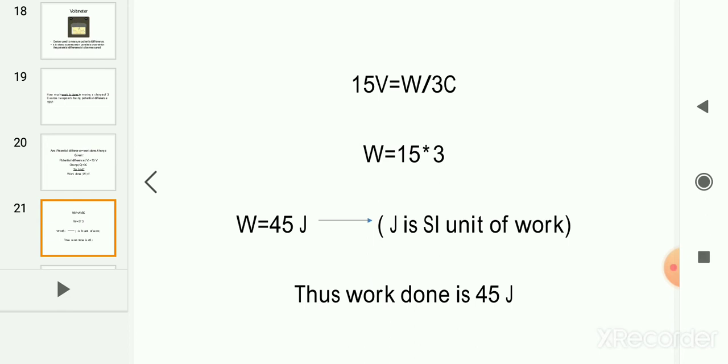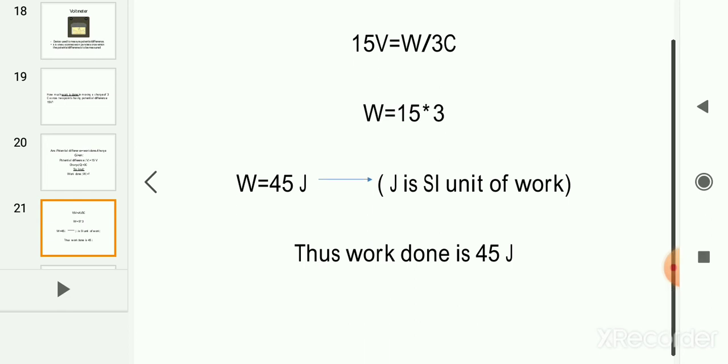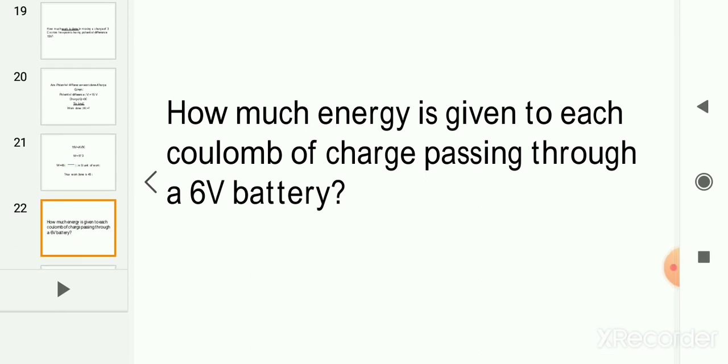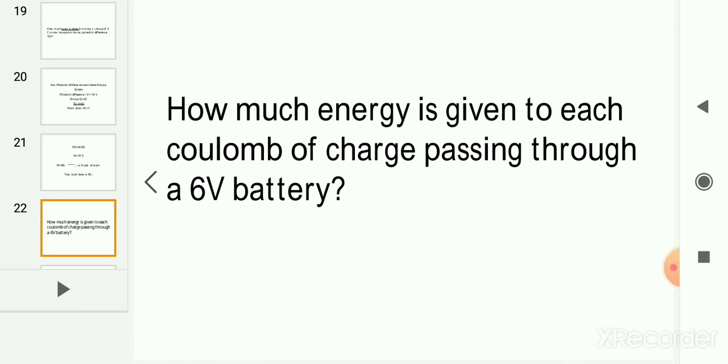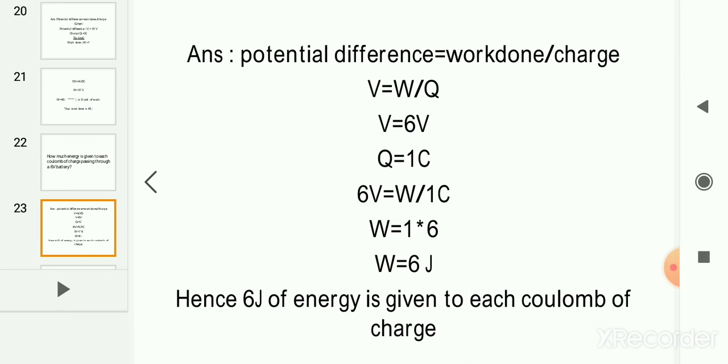Okay children, I hope it is very clear to all of you. Next, one more numerical. How much energy is given to each coulomb of charge passing through a 6 volt battery? Potential difference is equal to work done by charge. First you have to write the formula: V is equal to W by Q.